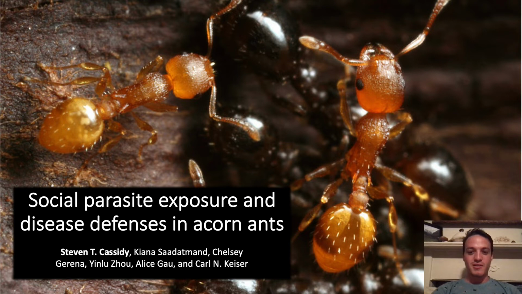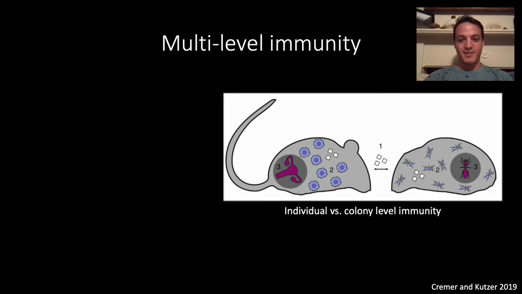Today I'll be talking to you about social parasite exposure and disease defenses in acorn ants. Eusocial insect colonies, such as ants, have disease defenses at the individual and group levels. This figure here demonstrates this by showing how workers in ant colonies, shown on the right in blue, protect the colony, or the superorganism, using behaviors in a similar way that immune cells, shown on the left in blue, use physiology to protect individual animals.